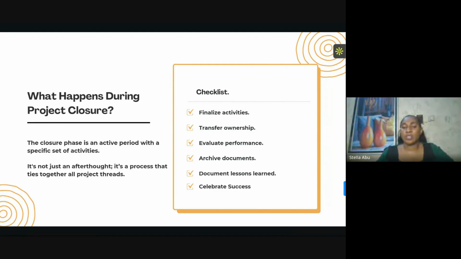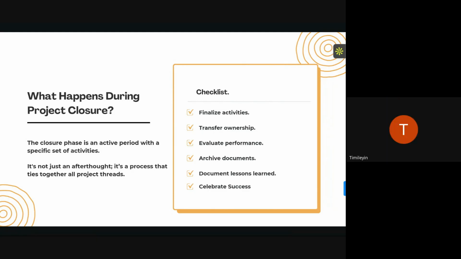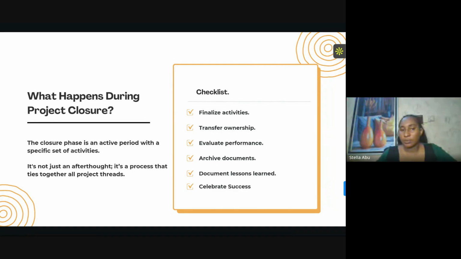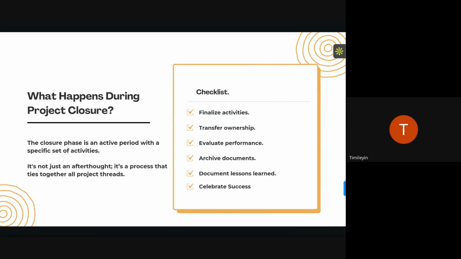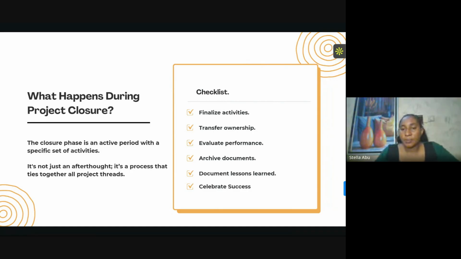Remember when we discussed the work breakdown structure? Do you remember work breakdown structure, Timileyin? Yes, ma'am. WBS, do you remember it? Yes, ma'am. Do you want to explain to me what it is? What's WBS?